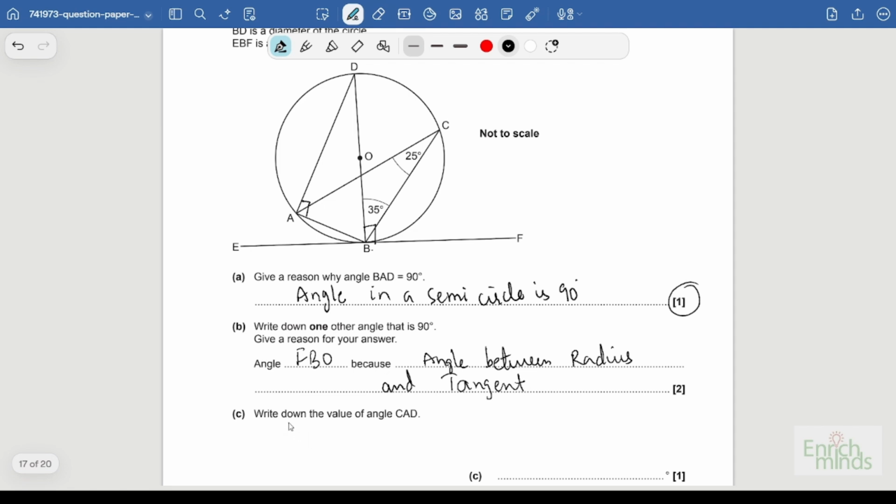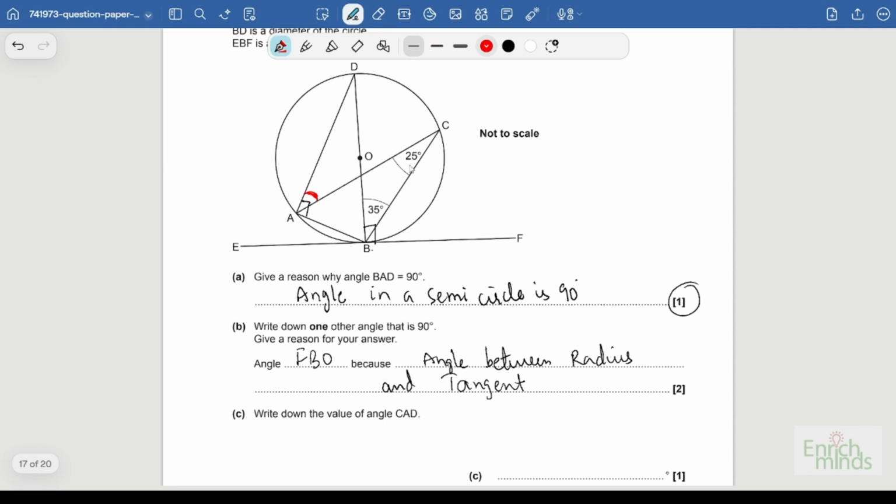Next, it wants you to find the value of the angle CAD. CAD. That is only this part of the angle. Let me use another color here. It wants you to find this angle. Now, which of the circle theorems can we use here to find this angle here?